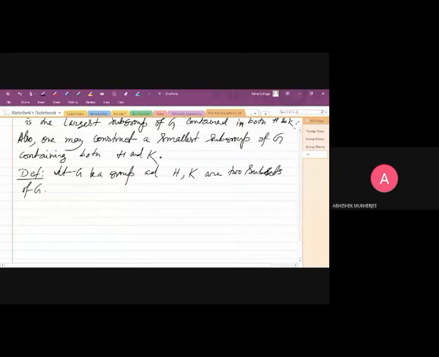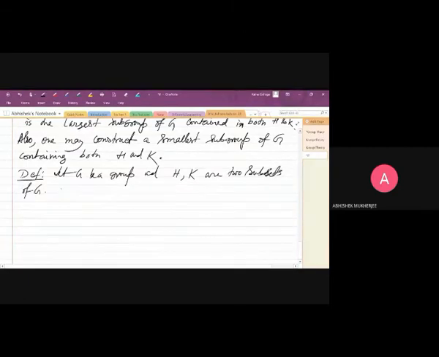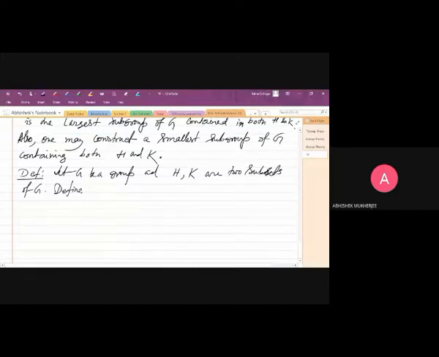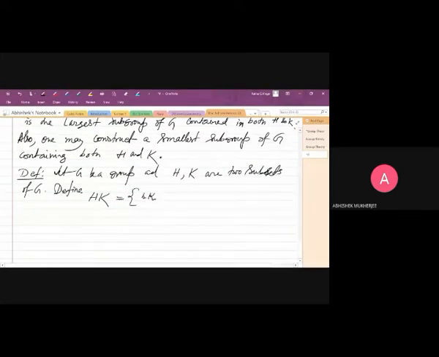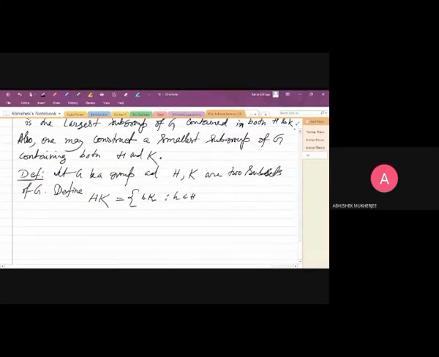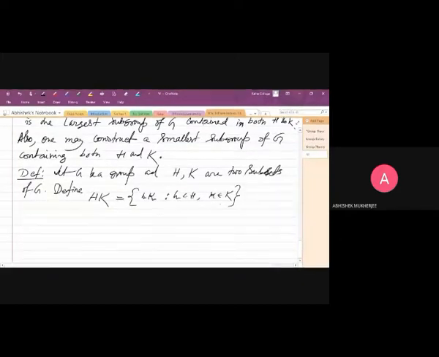So H and K are two subsets of G. We define a new object HK, right? It is the set of elements of the form hk, small h composed with small k, where small h is taken from H and small k is taken from K. So that is the definition. Taking any two subsets H and K, we just consider their product.